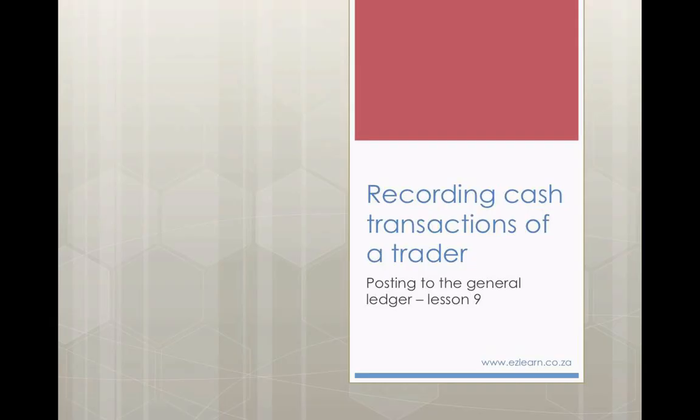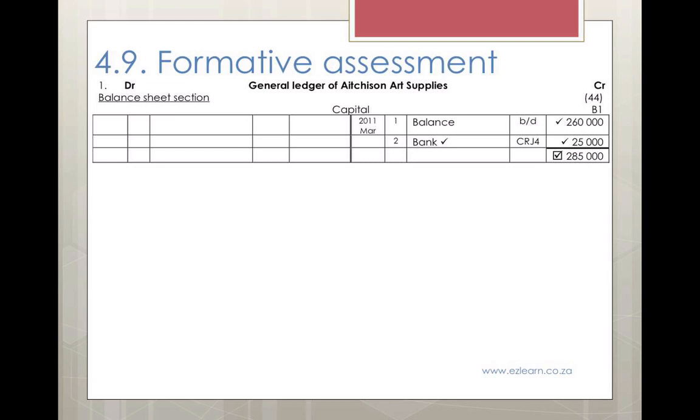Posting to the General Ledger, Lesson 9. You should have done exercise 4.9 yourself by now. When you are marking it, give yourself the tick allocation as you can see over here on the slides so that you can see how you would have done in the test.